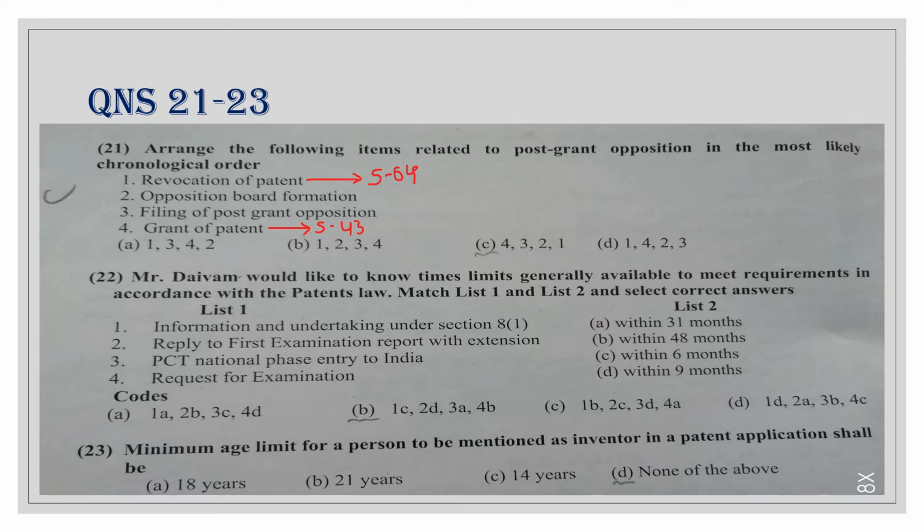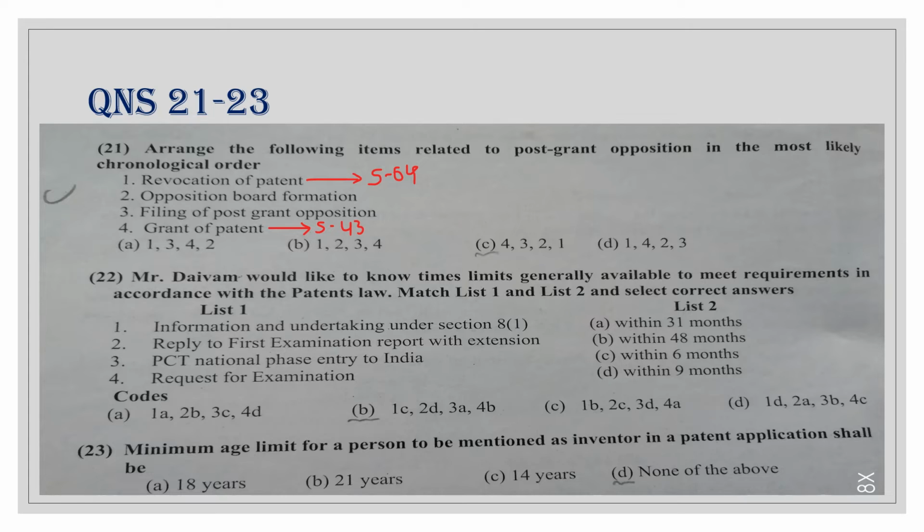Similarly, in List 2 we have A, within 31 months; B, within 48 months; C, within 6 months; and D, within 9 months. So let us take a look at which would be the correct option.